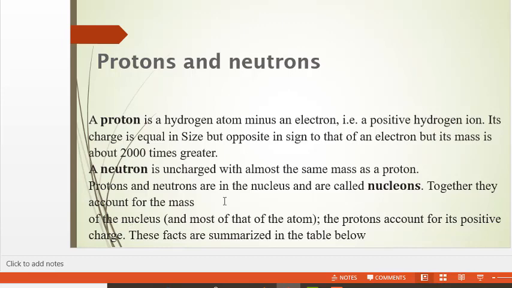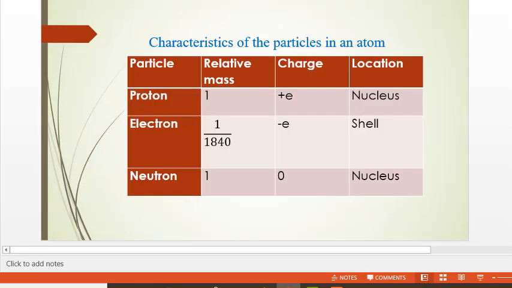The facts talked about here can be summarized in this table. So as you can see in this table, it is talking about the characteristics of the particles in an atom. So you can see a proton in terms of its relative mass is 1. Now you have to understand that this mass we are talking about here is not in grams, kilograms, or milligrams, no, but it is in assigned units called atomic mass units. Okay, so the relative mass of a proton is 1.